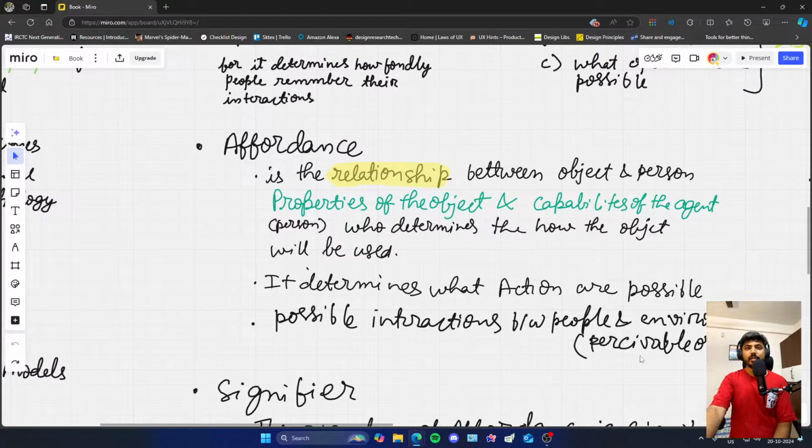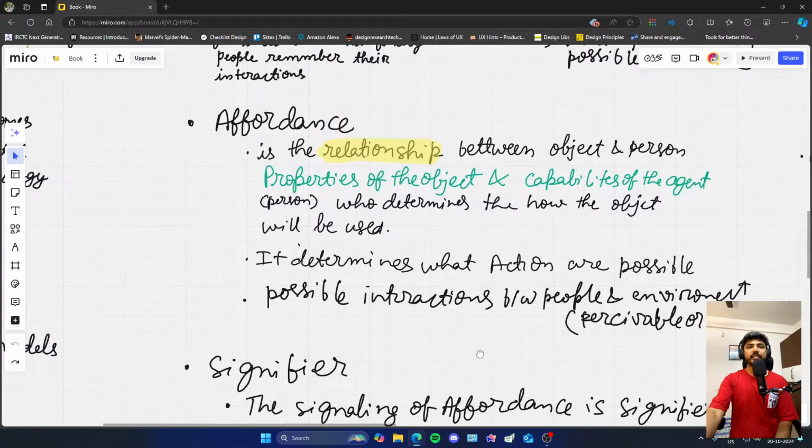It says perceivable or not. So the affordance always tells you about the possible interactions between people and environment, even if it is perceivable or not. It can be perceivable or not perceivable, but it still is an affordance, regardless of whether it is visible. This is where the next part comes in: the signifiers.